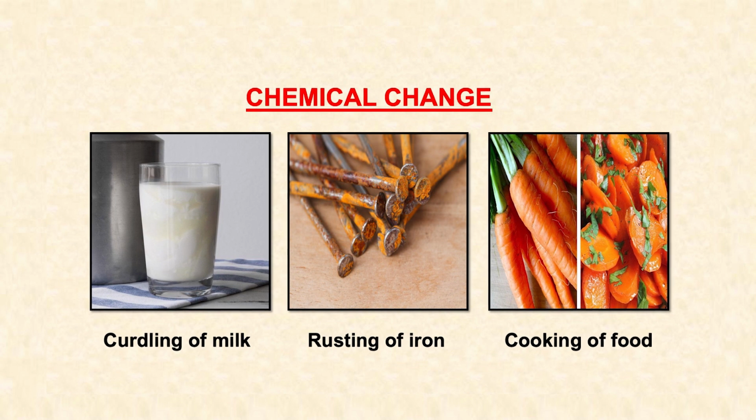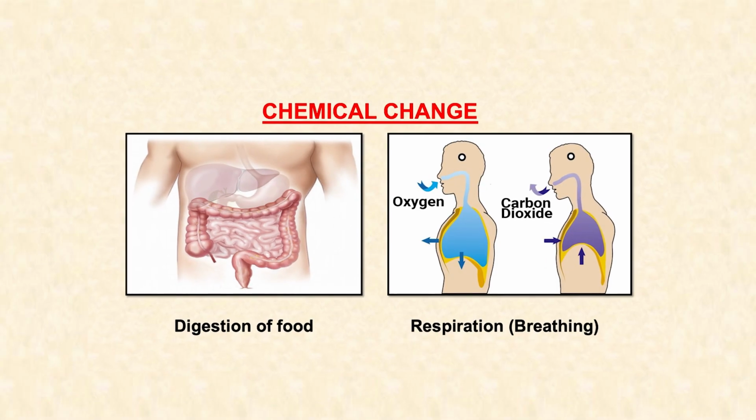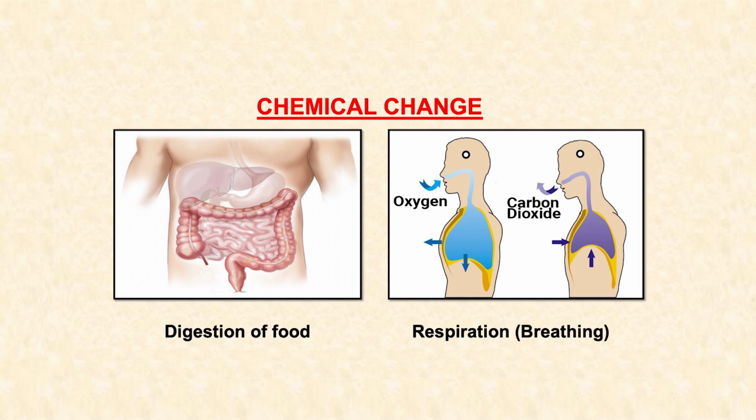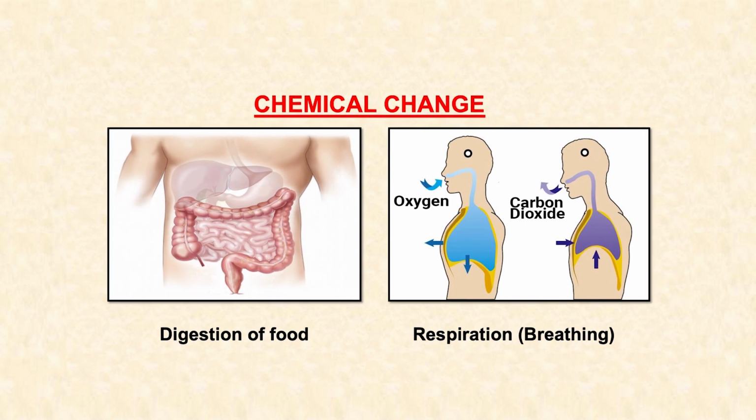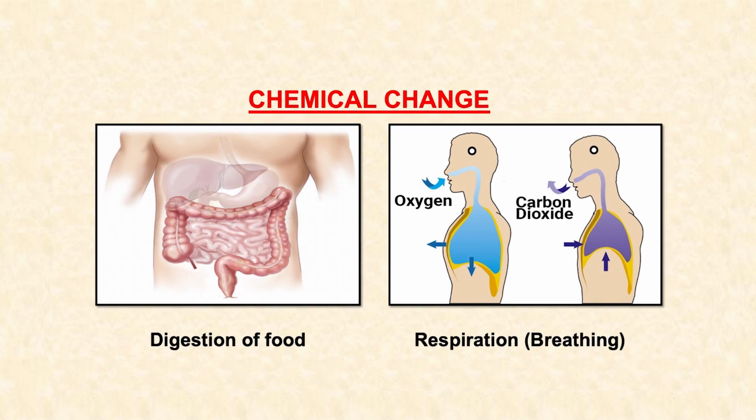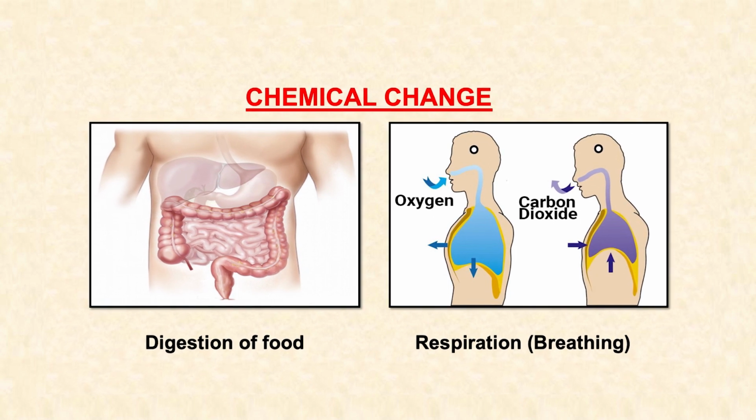When the food gets cooked, its color and texture changes. Students, you have already learnt in junior classes that during the process of digestion, the large molecules of food are broken down into simple usable forms by our body. Similarly, when we respire, we inhale air rich in oxygen while exhale air rich in carbon dioxide. So, here we say that in all the above situations, the nature and the identity of the initial substance have somewhat changed. These changes are chemical changes.